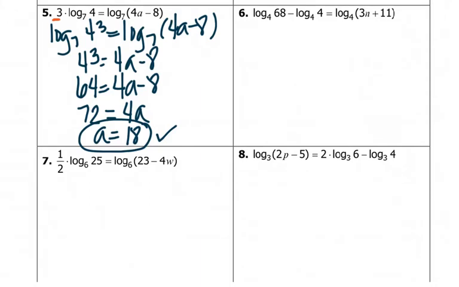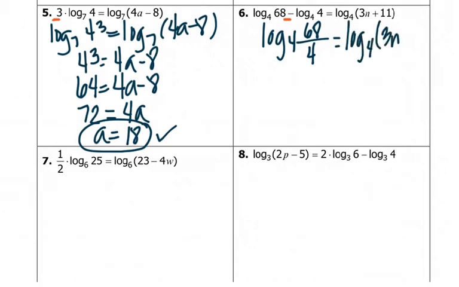All right, so number 6, again, step 1 is condensing each log. When you look at number 6, the first thing we should notice is that minus. When we're condensing the log, that means we would divide. Remember when we were adding, the logs would multiply. When we were subtracting, the big numbers would divide. So our first step in writing that is going to be log base 4, and then 68 divided by 4 equals log base 4, 3n plus 11.